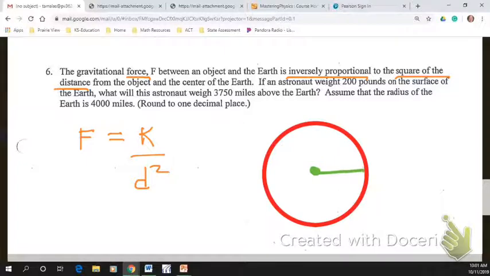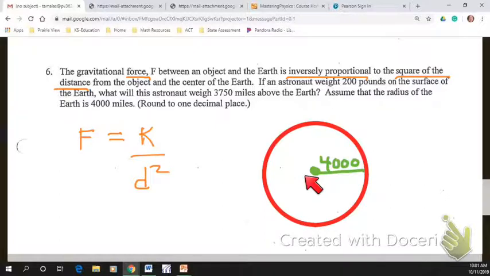It says, what's the radius of the Earth? Does it tell me that? Yes, it's approximately 4,000 miles. So they've rounded to the nearest 1,000 there. It's actually between 3,500 and 4,000, but anyway, they rounded it to the nearest 1,000, so that's my radius for my Earth.